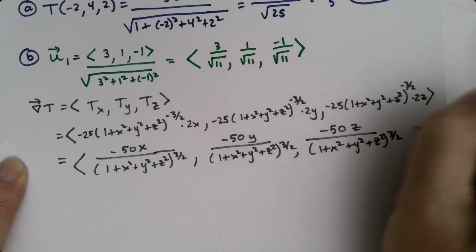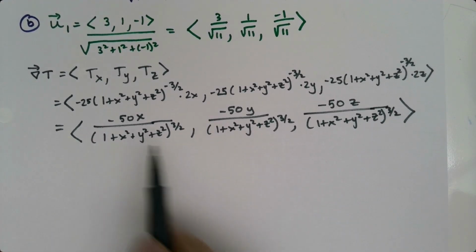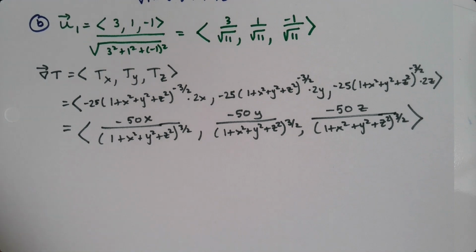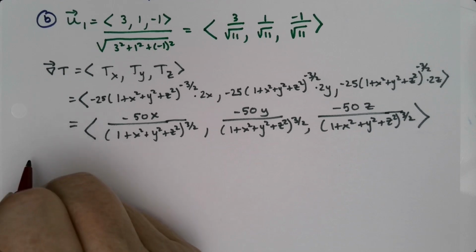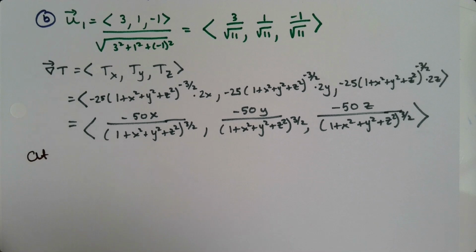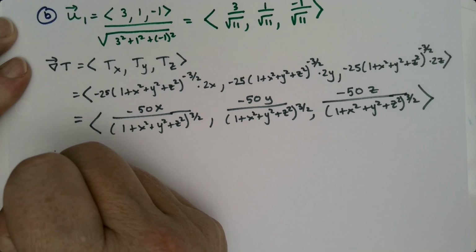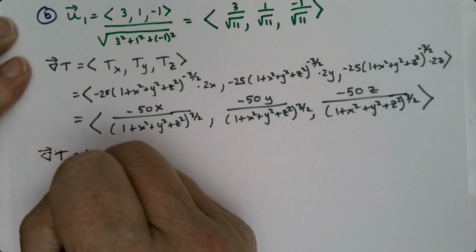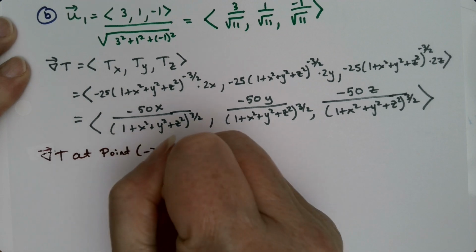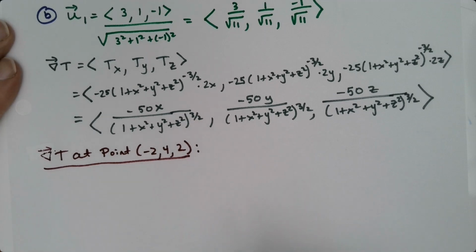Okay, so that finishes that. Now, it's ugly, and I have no desire to do a dot product with this. But I don't have to. I want the gradient at the spot that I'm looking at. So the gradient of T at the point (-2, 4, 2), because that was the point we were given.